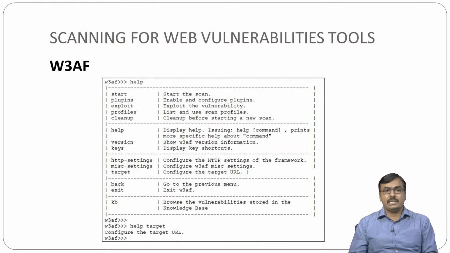Then miscellaneous settings, which will configure W3AF miscellaneous settings. Target means configuring the target URL. We have to provide the URL inside W3AF when we want to scan that particular target for finding web vulnerabilities. The back command is used to go to the previous menu, and exit will come out of the W3AF utility. So we can use such commands in the W3AF scanner.